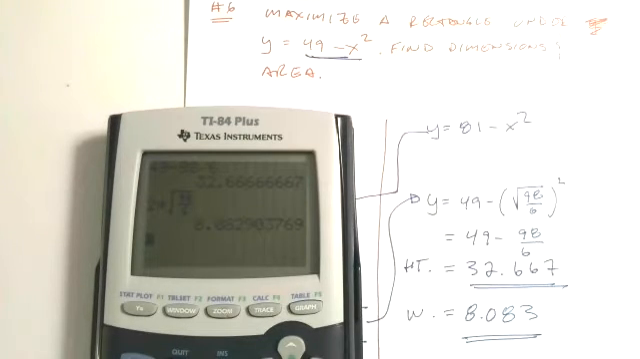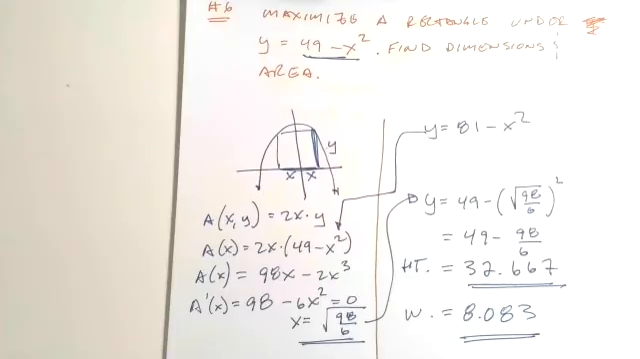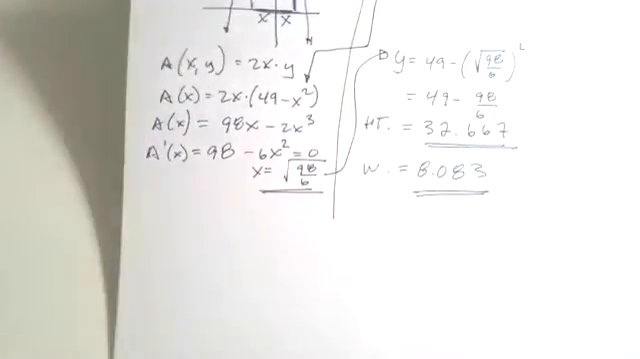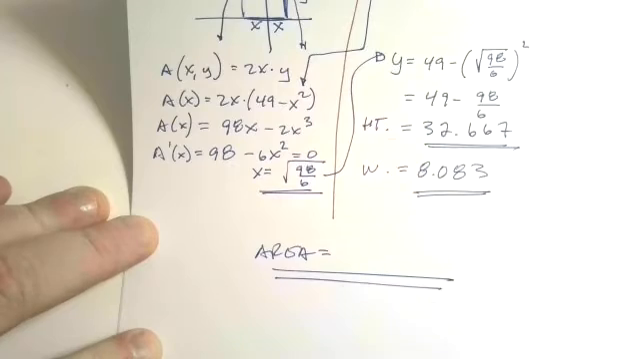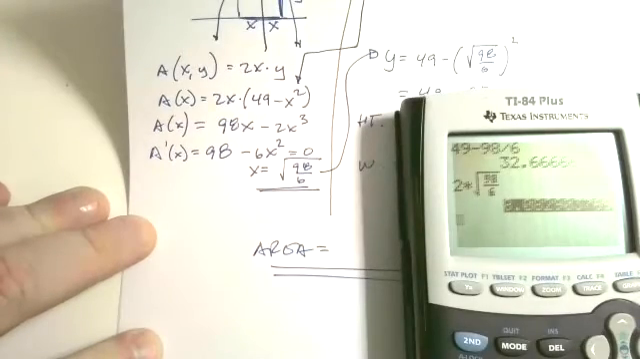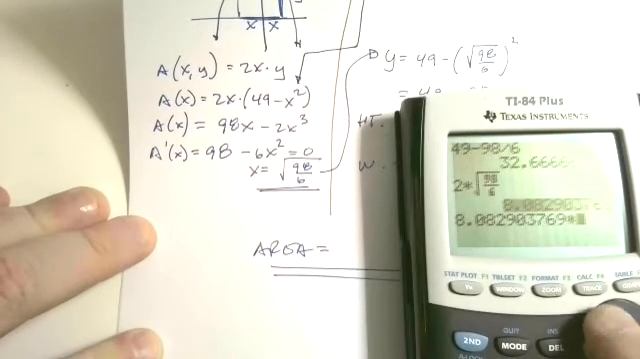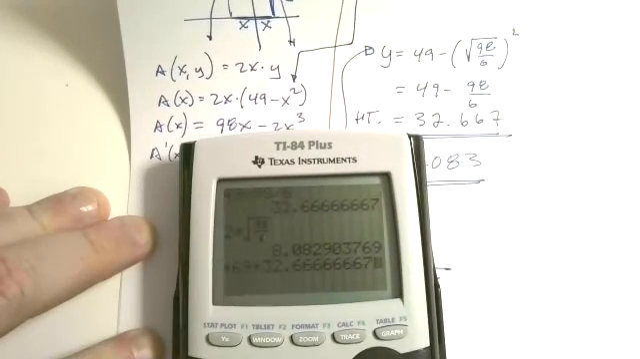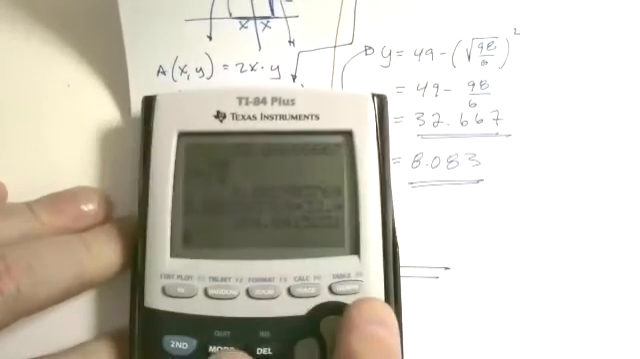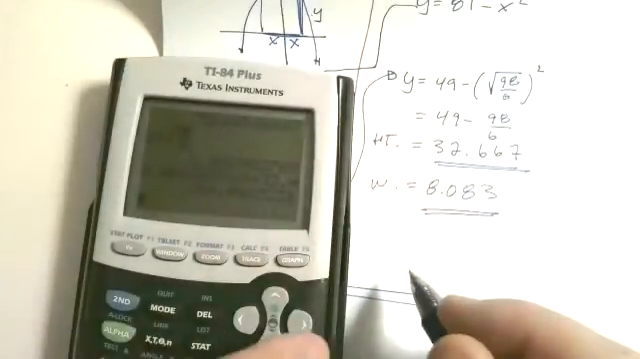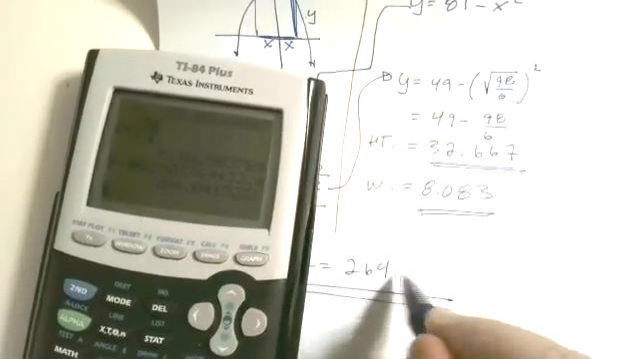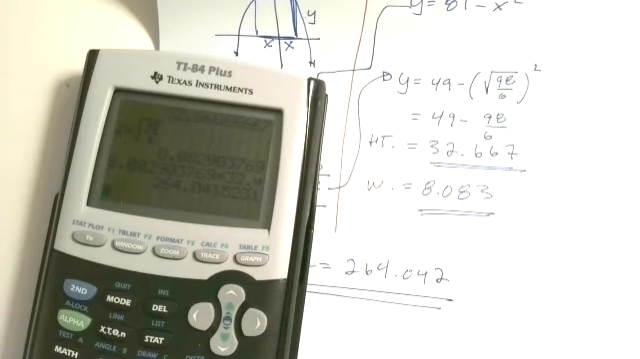What's the actual area? Area equals, now you're probably worried about rounding here, and you should be, that times that. So I pull the exact numbers off, hit enter, I get 264.042. All right, so that is how I would do it on a test.